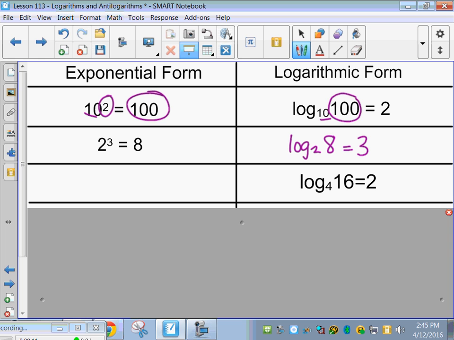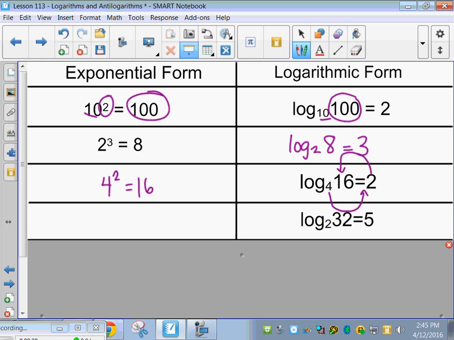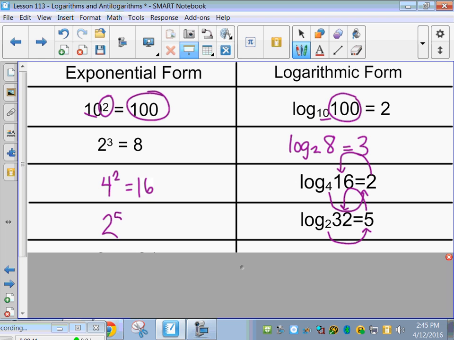If we're starting with the log form and we want to go to exponential, we do what I call looping it. Alright? So I'm going to start with the base. This becomes the base of the exponent. Raise it to the power of 2, and it's going to equal 16. Okay, so those mean the same thing, the log and exponential. Alright, so right here, we're going to go 2 to the 5th power equals 32. So that's how we write this in exponential form.